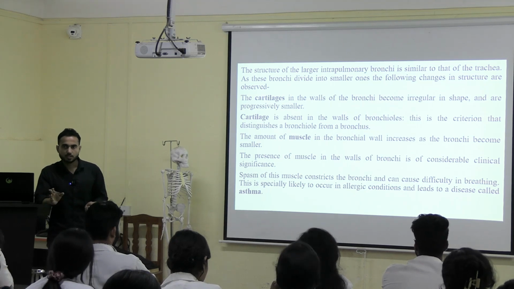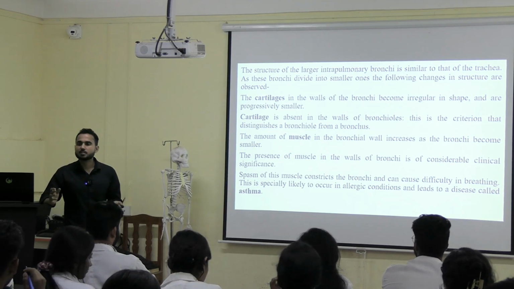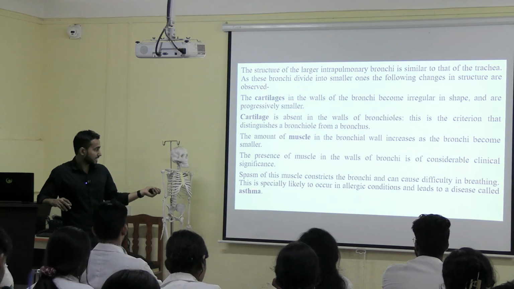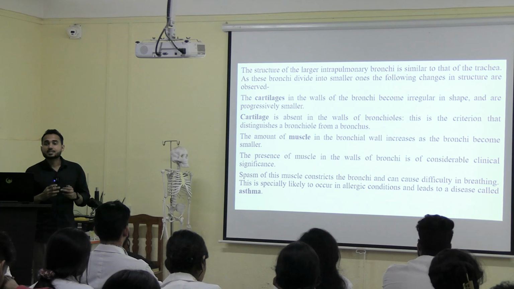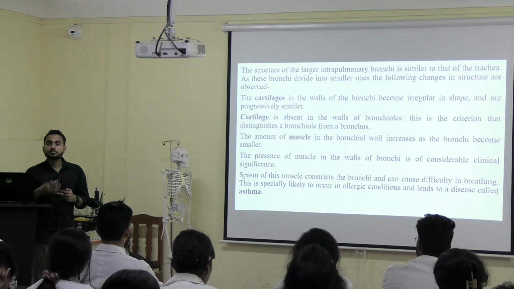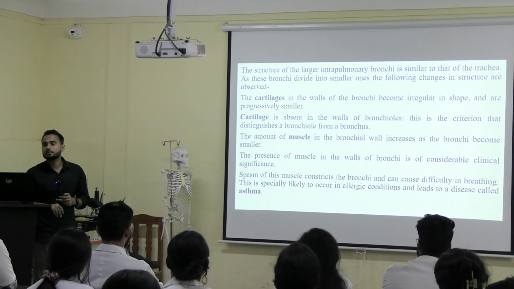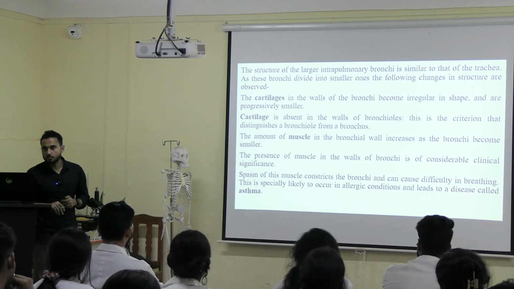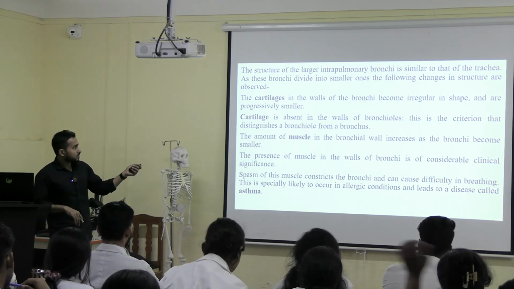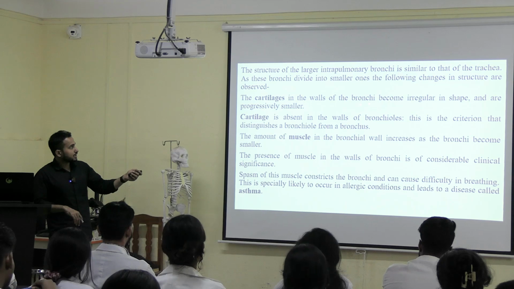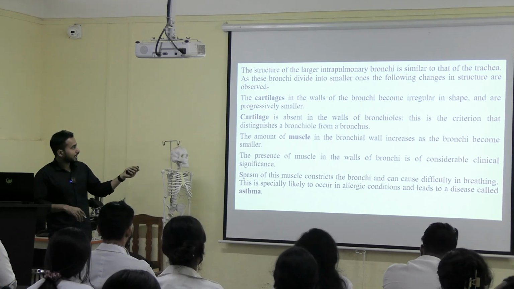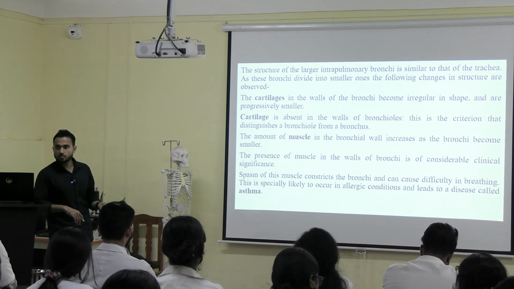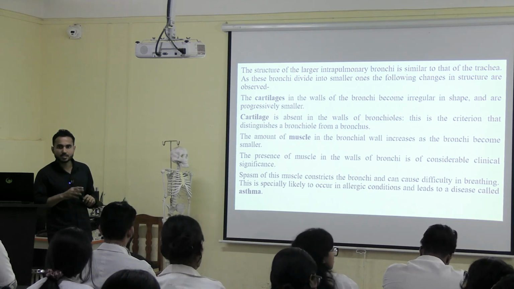Asthma. Now, why asthma occurs, we have discussed. I have mentioned over here that asthma is occurring because of the structural changes which are taking place in the bronchioles. The cartilage wall in the bronchi becomes irregular in shape and progressively smaller, and cartilage is absent in the case of bronchioles. In the bronchioles you can't see cartilages.